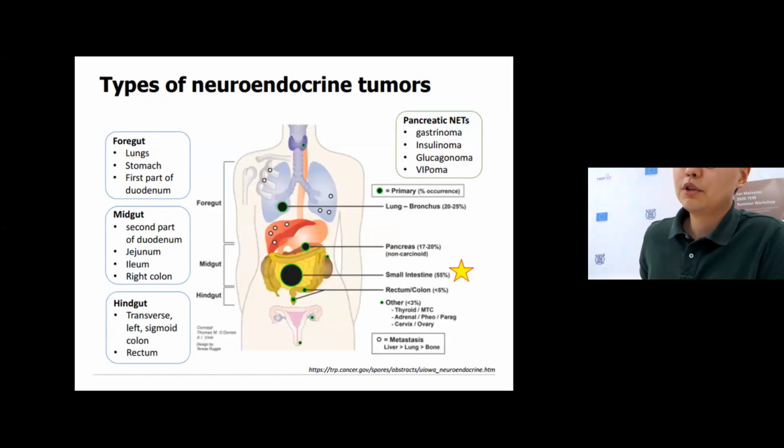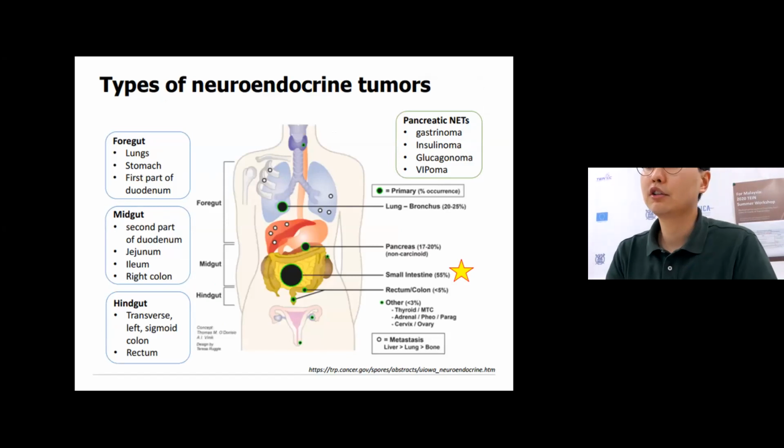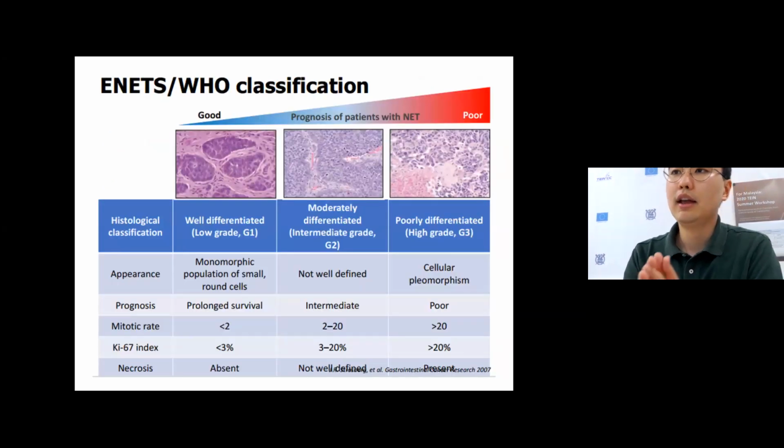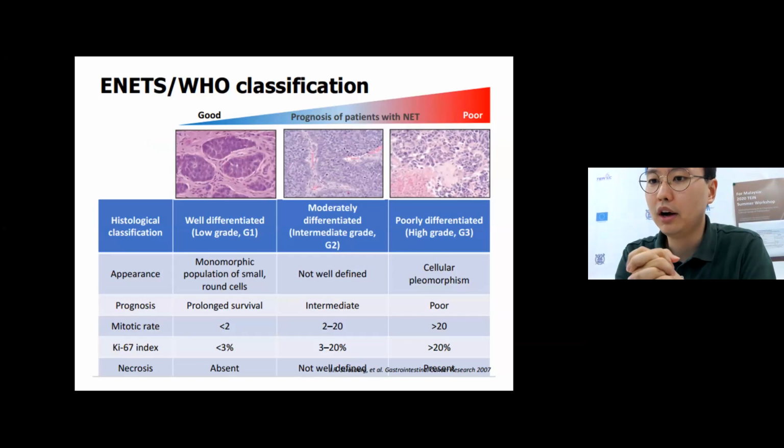The types of neuroendocrine tumor are defined by the location of their primary lesions. Most of the neuroendocrine tumors come up in the small intestine, which accounts for more than 55%. And they are classified by their mitotic rate or Ki-67 index as grade 1, 2, or 3, and they have different prognoses.